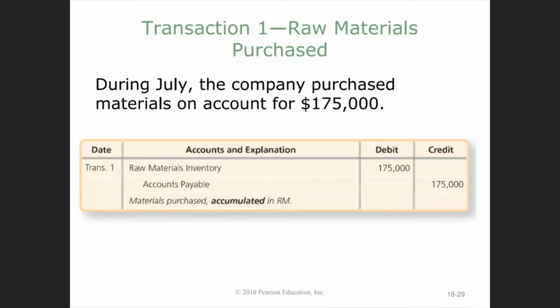So the company purchased materials on account for $175,000. We're going to debit our raw materials inventory of $175,000 and credit our accounts payable for $175,000. And that's going to give us our materials purchased that are accumulated in raw materials.